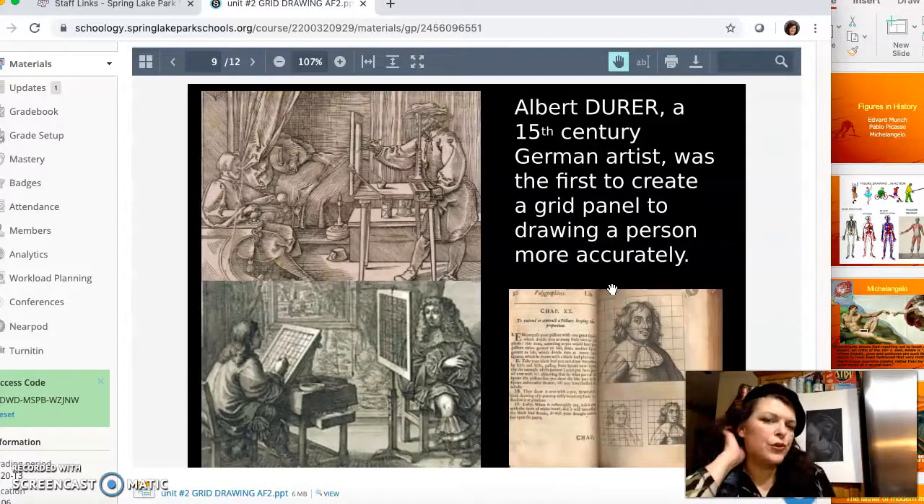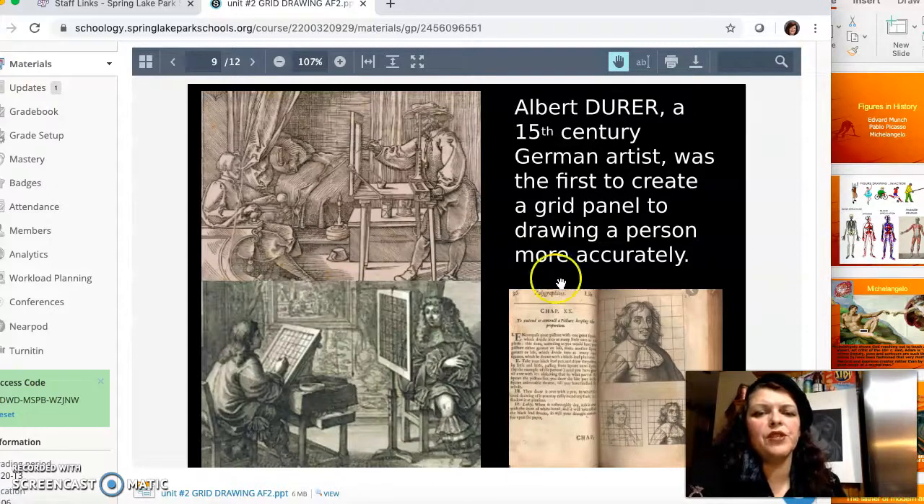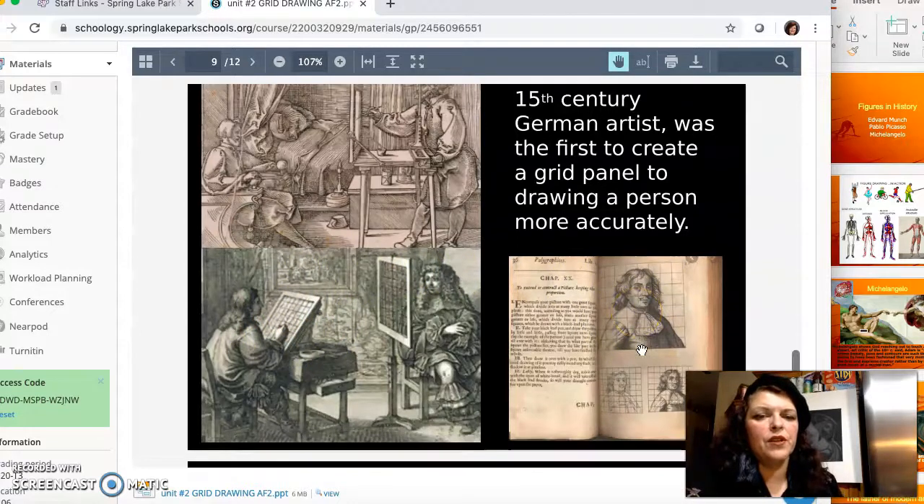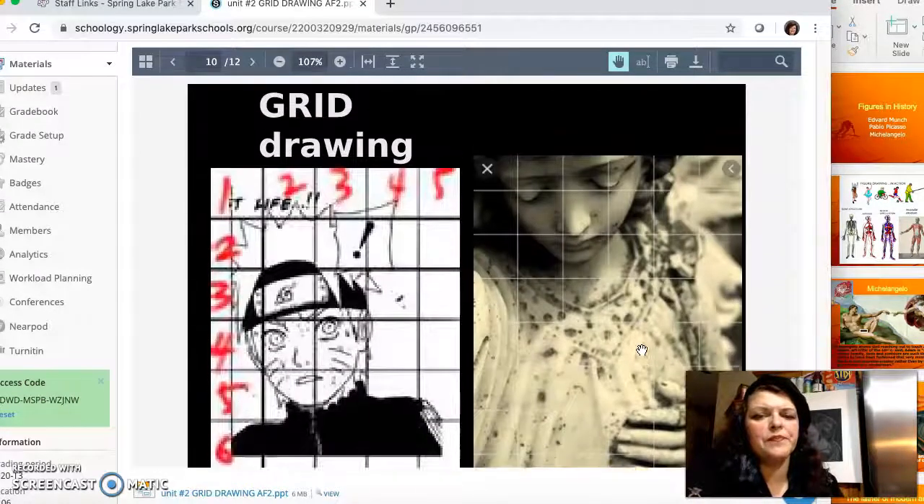Albrecht Dürer. So Dürer is a well-known German artist, 15th century, so this is 500 years ago. He was the first to create a grid panel, drawing a person more accurately. So here's a gentleman here, an artist that's drawing the person here posing. Maybe he's royalty or of the upper class. And he has a grid panel in front of him, and then he draws the panel on the paper, and that's how you get a very accurate drawing of the person in front of you. So this was, of course, before photography.